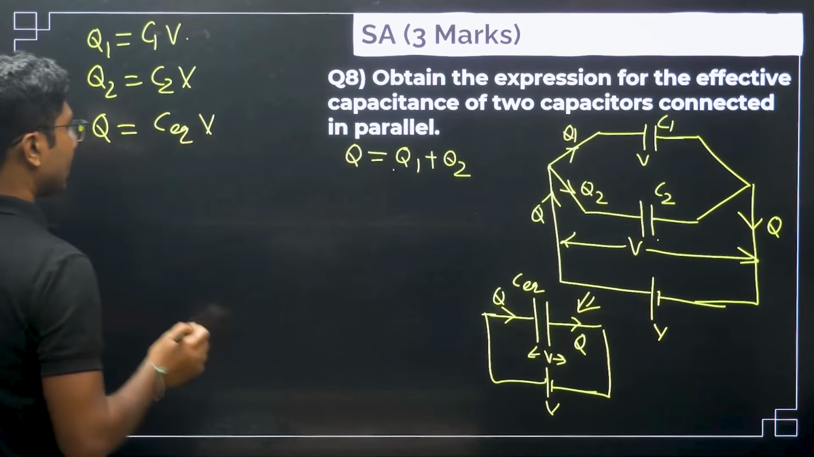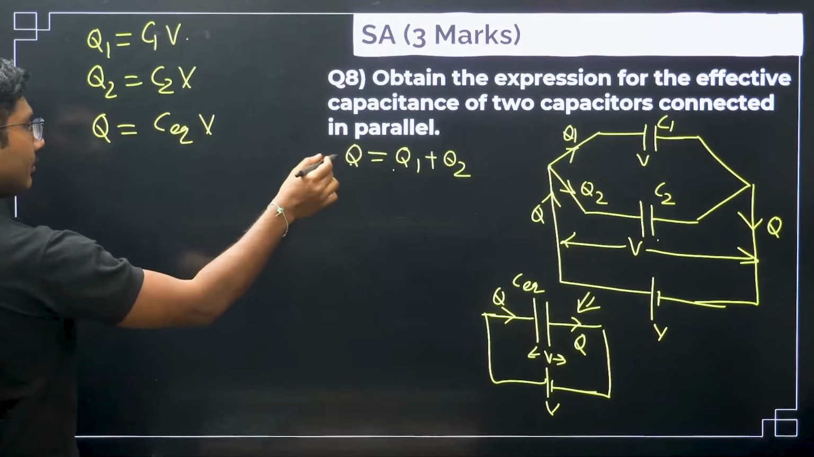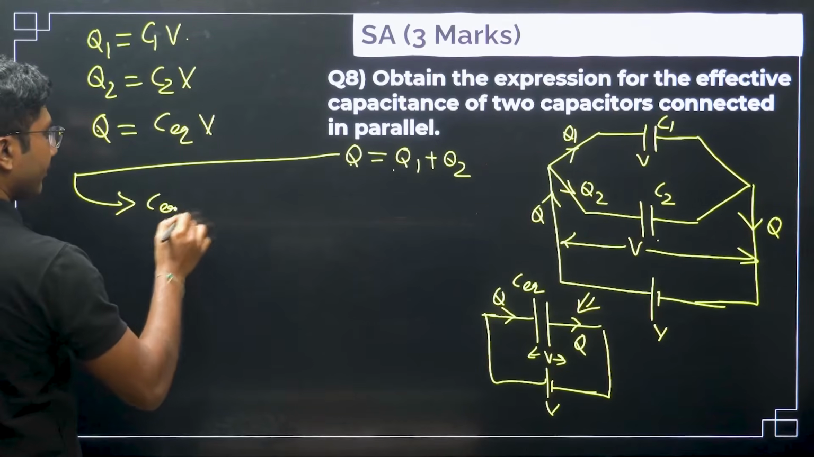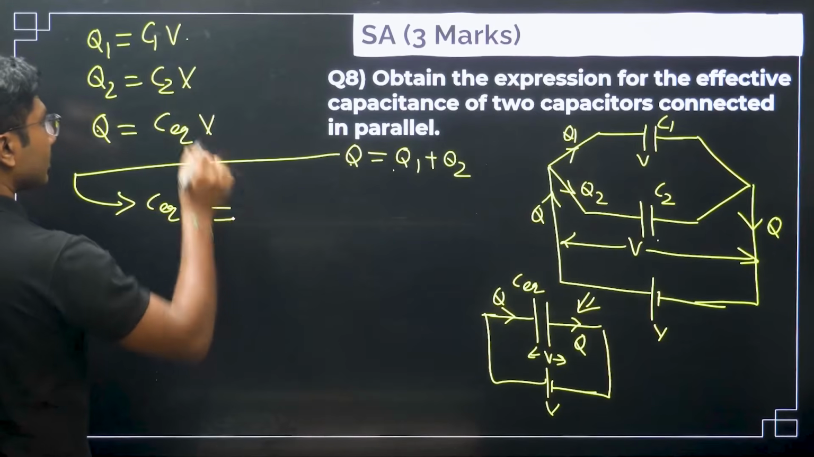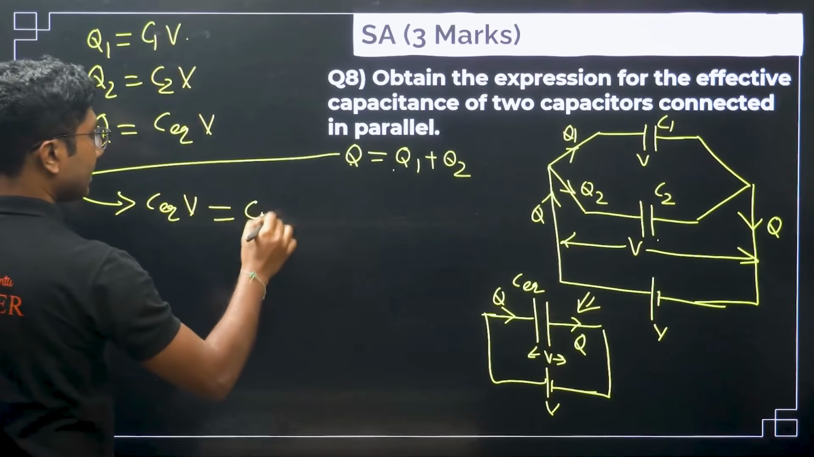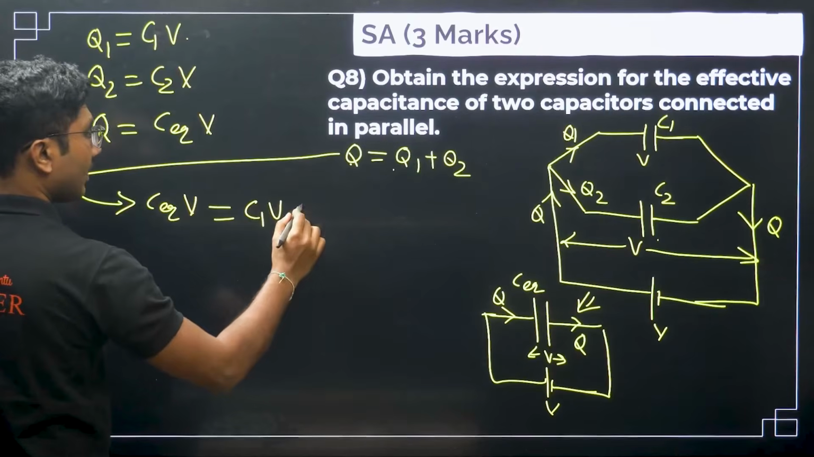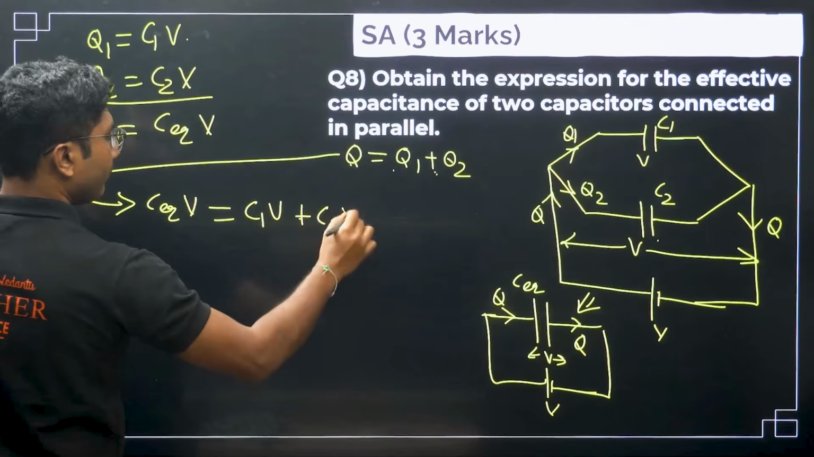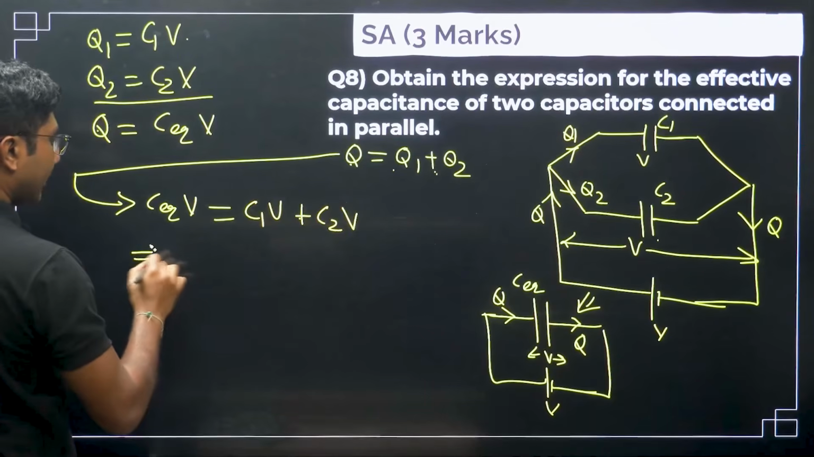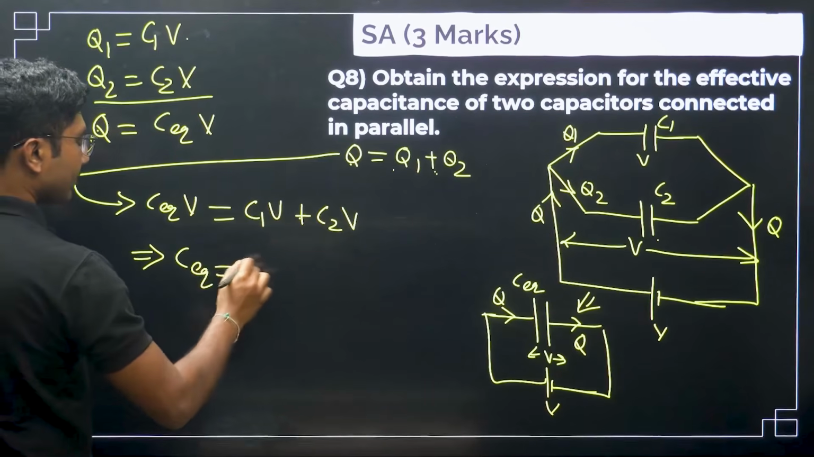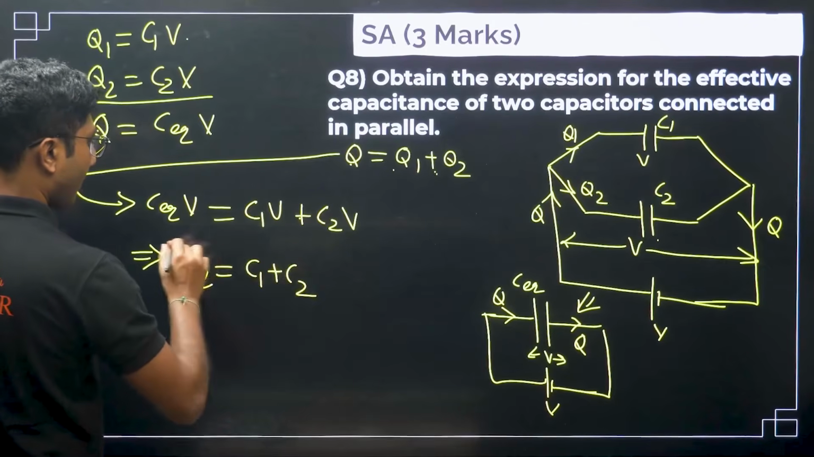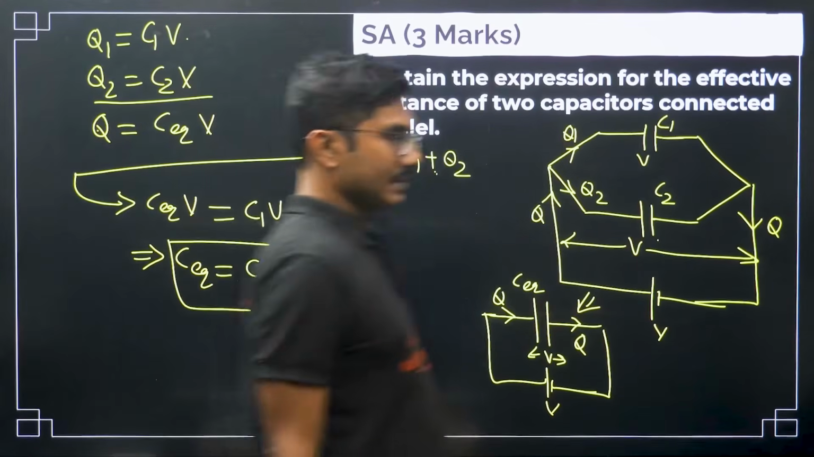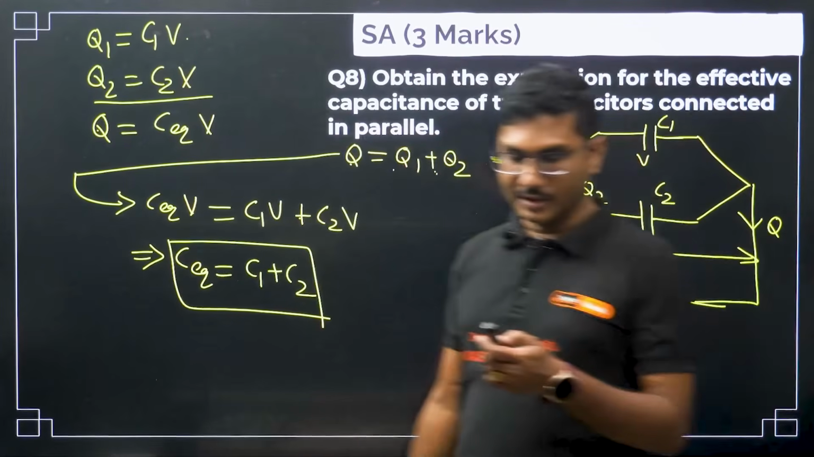Now we will use this equation over here. So in place of Q we will write C equivalent into V equals, instead of Q1 we will write C1 into V, and plus instead of Q2 we will use C2 V. Now V is common and will cancel, so C equivalent equals C1 plus C2. Okay, so this is the equivalent capacitance. This is the easiest derivation, right?